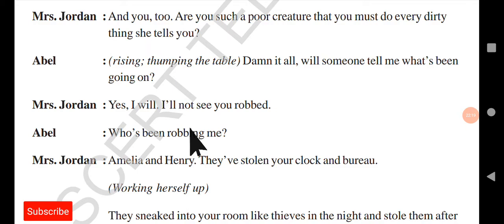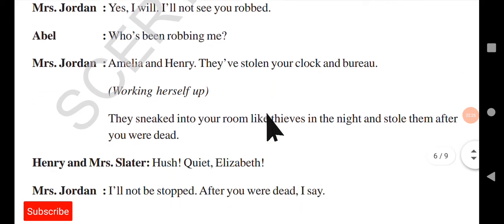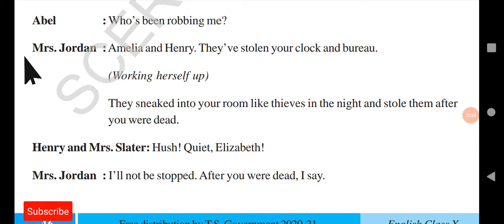Jordan: "Yes, I will. I will not see you robbed." Okay, she doesn't want to see her father robbed. Abel: "Who has been robbing me?" Jordan: "Amelia and Henry, they have stolen your clock and bureau."